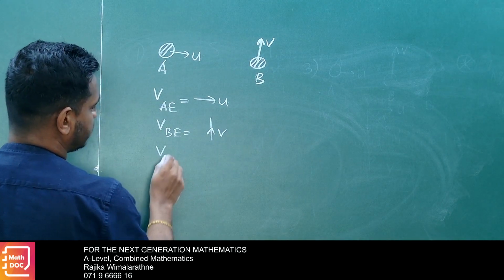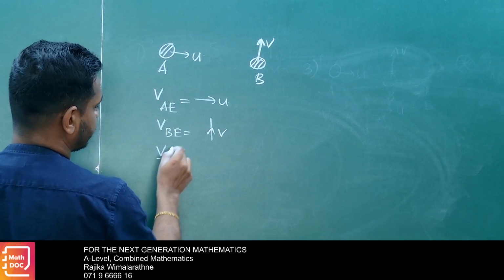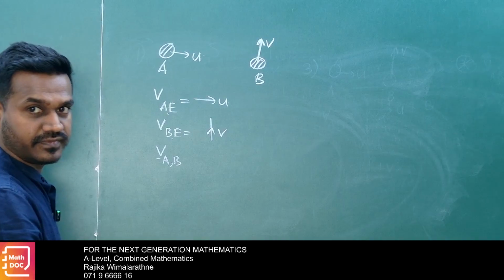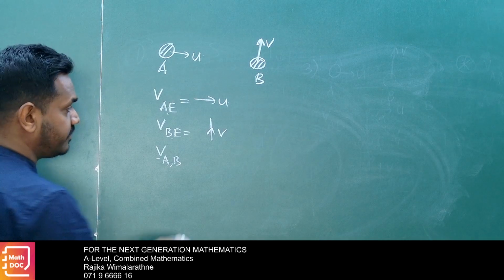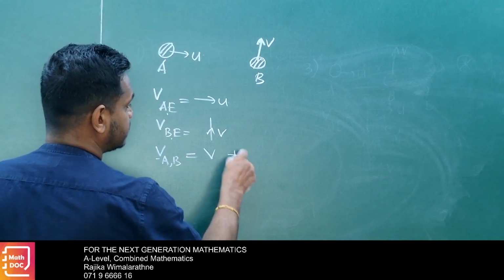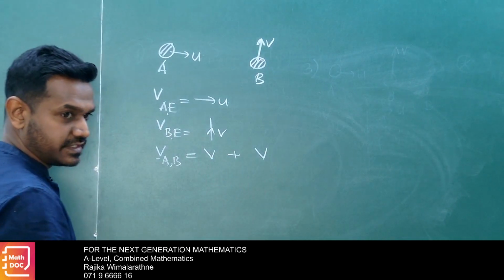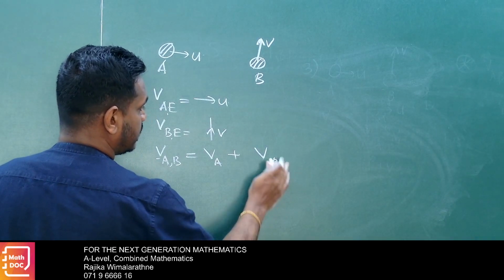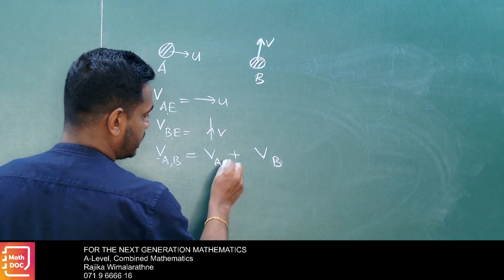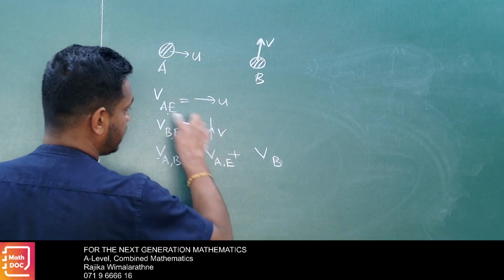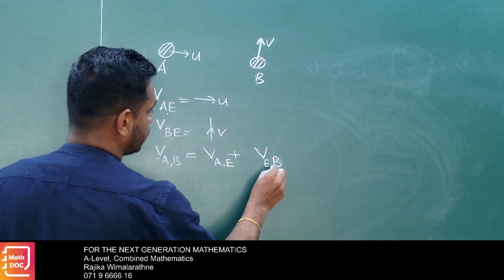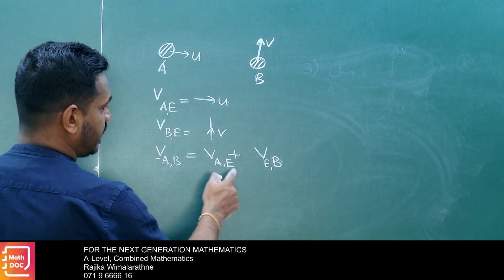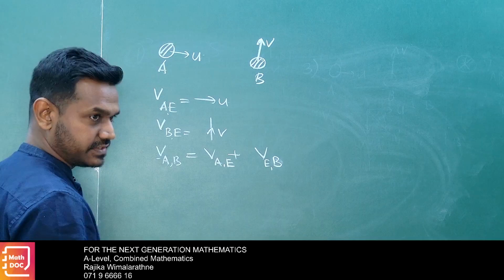Then if you need to find the velocity of A with respect to B, now you get the relative velocity theorem. So here, velocity addition. Start with A, end with B. Here you put the common thing, and that common one is E. You write this way. Then VAB equals VAE plus VEB. That is the relative velocity theorem.